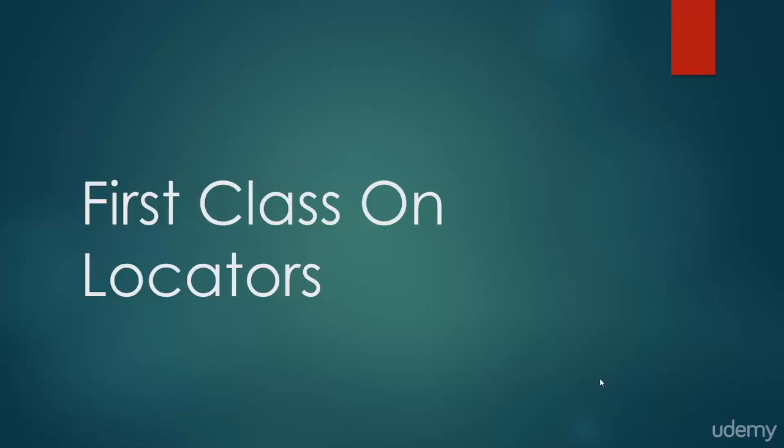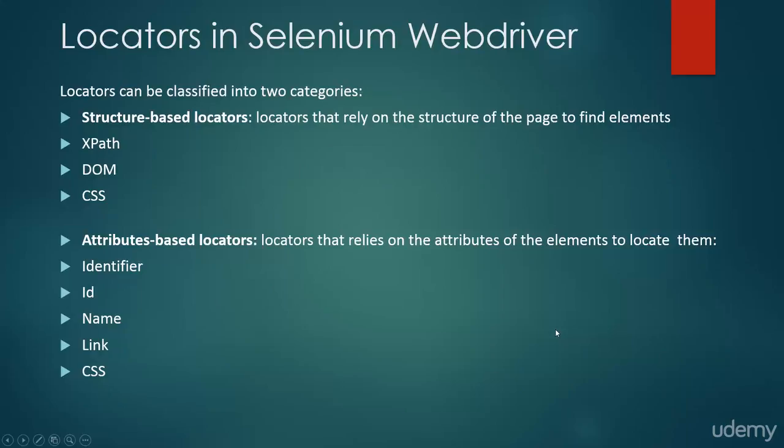So at the heart and soul of Selenium are these things called locators. Locators are a great way for you to actually maneuver through HTML documents, right? And so there's two types of locators. There's structure-based locators, and these locators rely on the structure of the page to find elements. So you can use XPath or DOM or CSS.